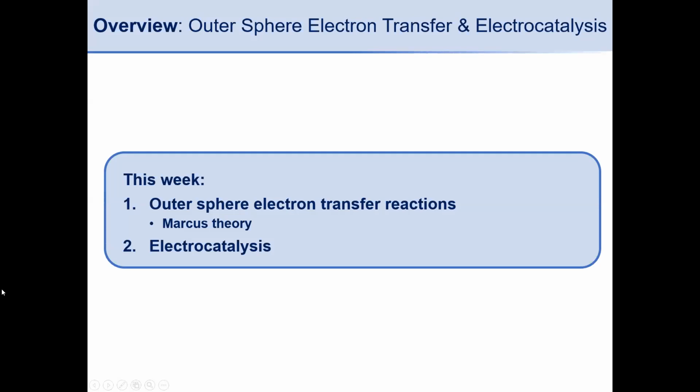So just a quick overview of what we went over this week in lecture. The main topics were the kinetics of outer sphere electron transfer reactions, and a brief overview and some examples of contemporary research into electrocatalysis. I'll briefly go over Marcus theory, because I think that was the most important thing we went over this week.